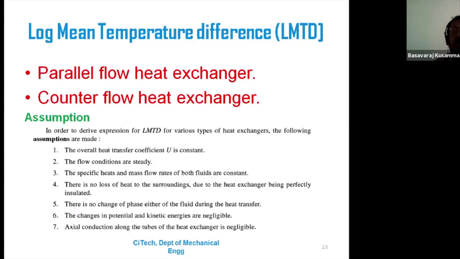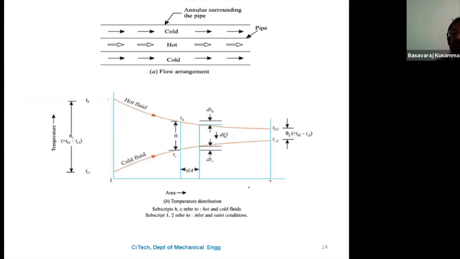These are the assumptions we need to make while deriving for a parallel flow or counter flow heat exchanger. Then we need to discuss the parallel flow, and how to derive the LMTD method. So what is the parallel flow? Understand the parallel flow heat exchanger. It is one of the classifications of the heat exchanger. Based on the direction of the fluid flow, we classify the heat exchanger. One is called the parallel flow heat exchanger, another is called the counter flow heat exchanger. So we are going to discuss the parallel flow heat exchanger here.